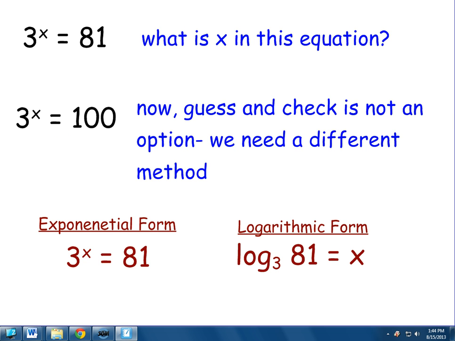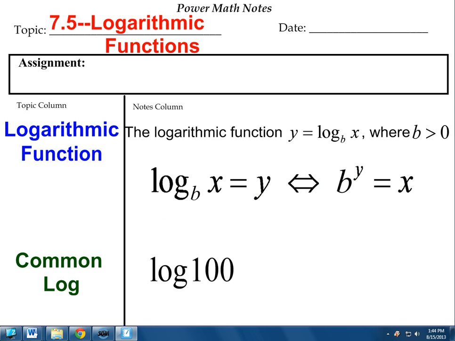Okay, so let's talk about how I can write and go between both forms. So let's look at this. If I look at log base b of x, what I think of in my head is that we're going to interchange the two values around the equal sign. Log base b of x equals y, we're going to make it b to the y power equals x.